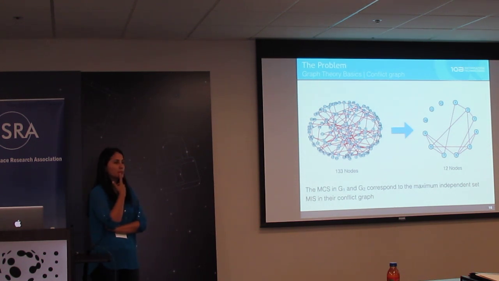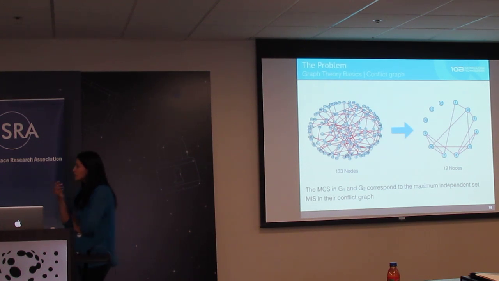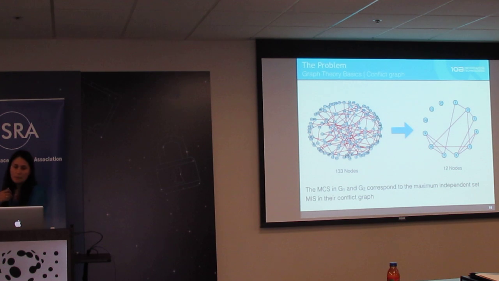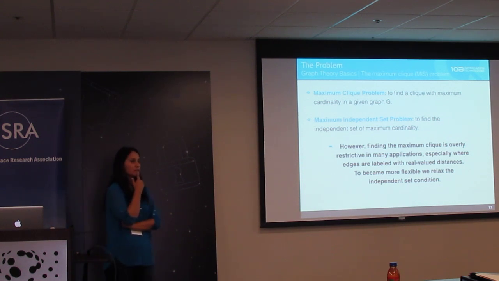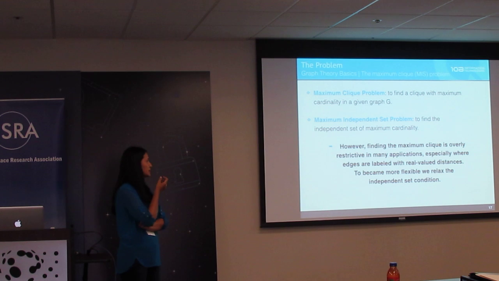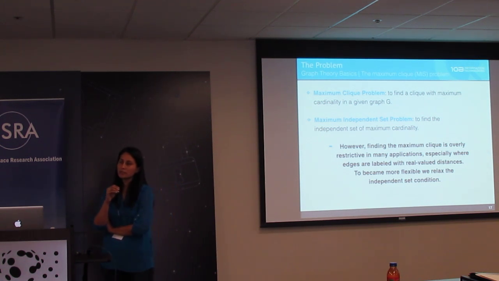So the next step is to calculate a maximum common subgraph in this conflict graph. This is equivalent to calculating the maximum independent set in this conflict graph. This problem is known to be NP-hard. But in our application and in many other biological applications, finding the maximum independent set is very restrictive. In some cases, you don't want to find the exact match. You just want to find something that is similar.